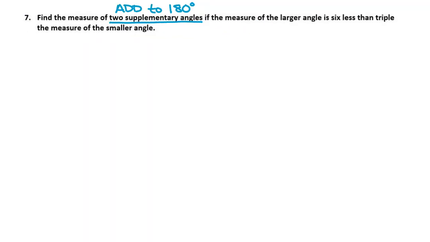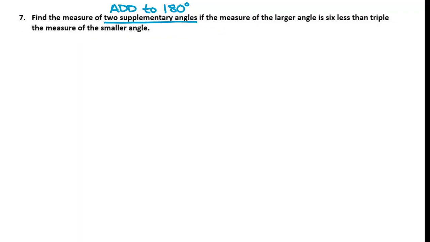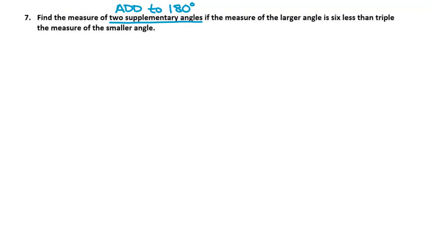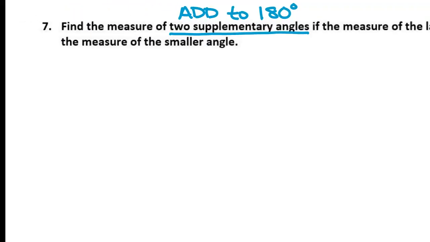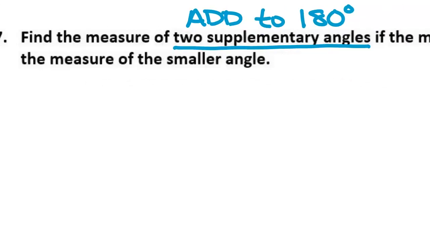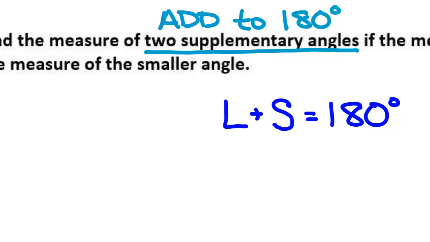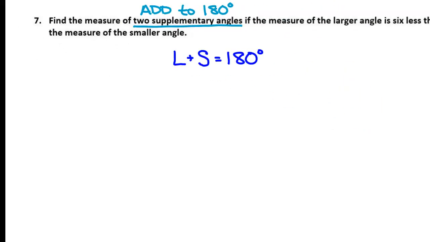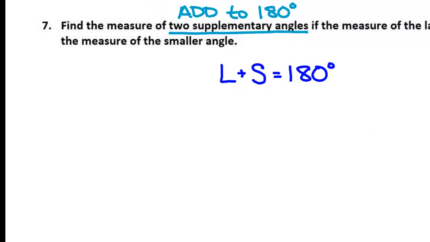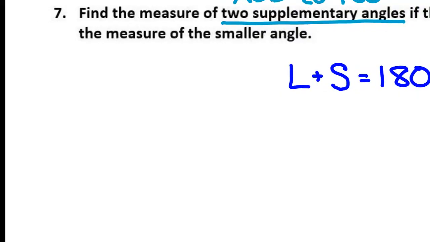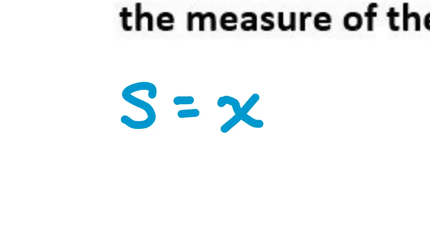Adds to 180. If the measure of the larger angle is 6 less than triple the measure of the smaller angle. So we know that we have two angles here, a larger angle and a smaller angle, and they add to 180. Do we know anything about the smaller angle? No. So we're going to let the smaller angle be x.